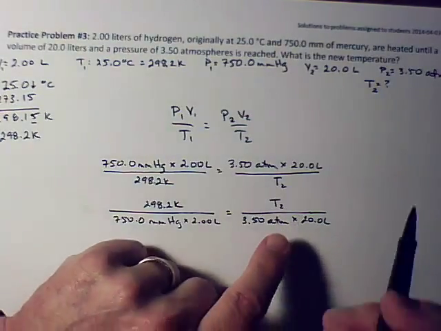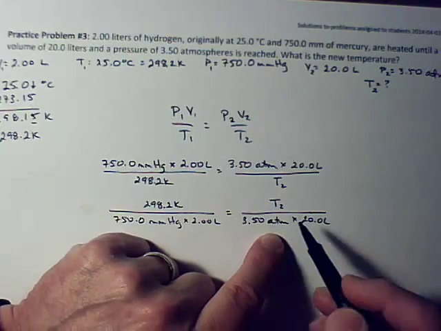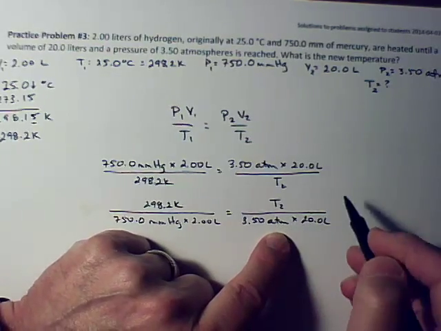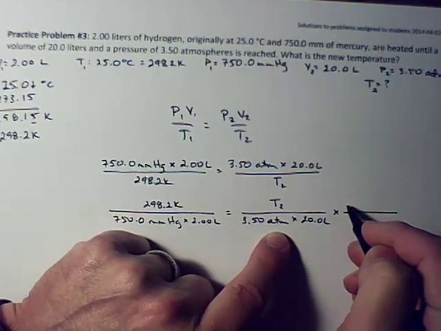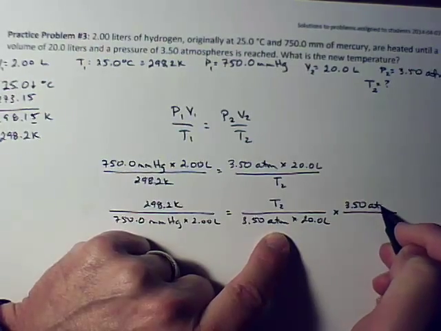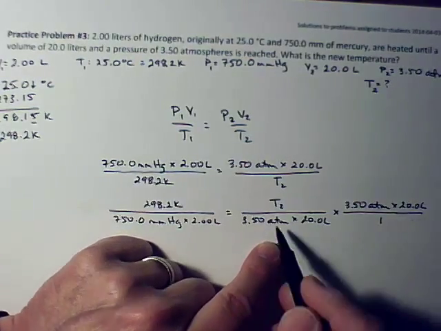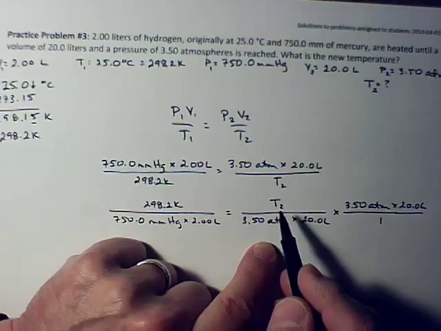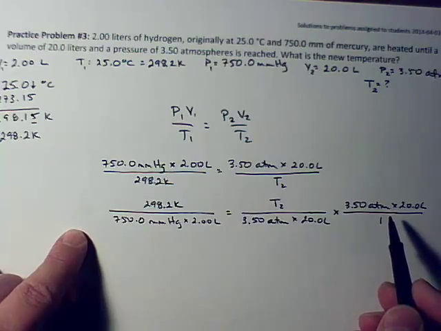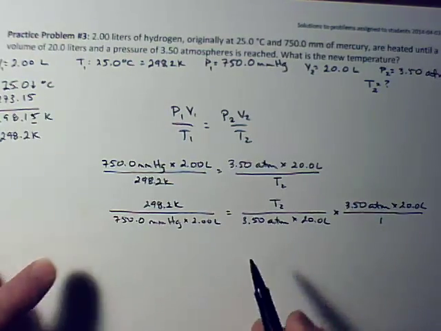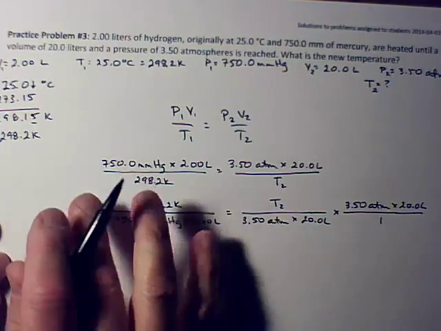That's fine. So I want to get the unknown by itself, and I need a mathematical operation that will get me there. I'm taking the unknown and dividing by these. To get rid of those on this side, I'm going to multiply by this on the top of a fraction: 3.50 atmospheres times 20.0 liters over 1. That's going to allow me to cancel those out, leaving me with T2 by itself. But you can't just do that without also doing the same thing to the other side of the equation. What you do to one side of the equation, you must do to the other. You can think of it as being fair, but mathematically it won't remain equal unless you do that.